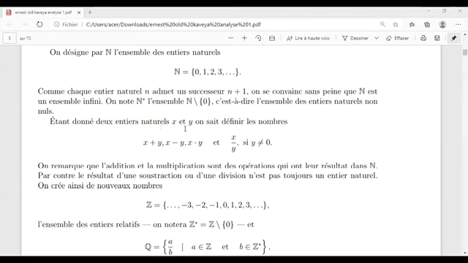Étant donnés deux entiers naturels x et y, on sait définir les ensembles. So we are given 2 natural numbers that we represent by x and y. We've got x plus y. x can be 1, 2, or 3. y can be 1, 2, or 3. We can say 1 plus 2 will give us 3. Then x minus y. Of course, we have to be very, very careful there.